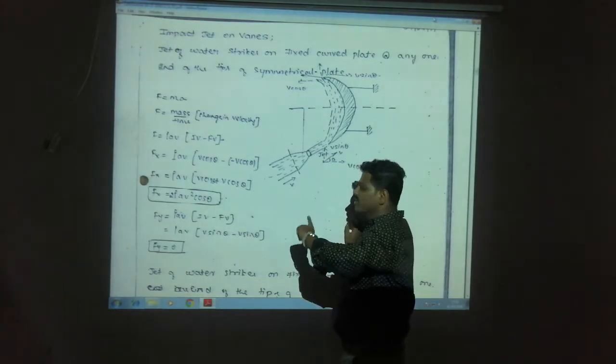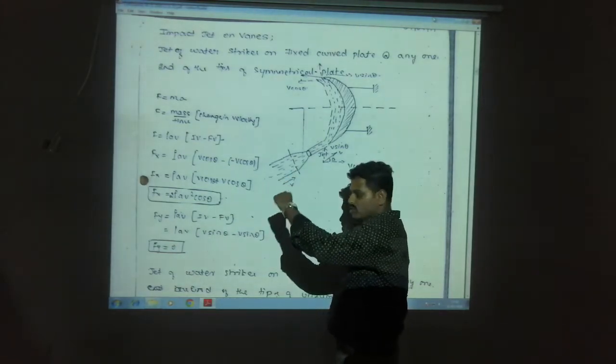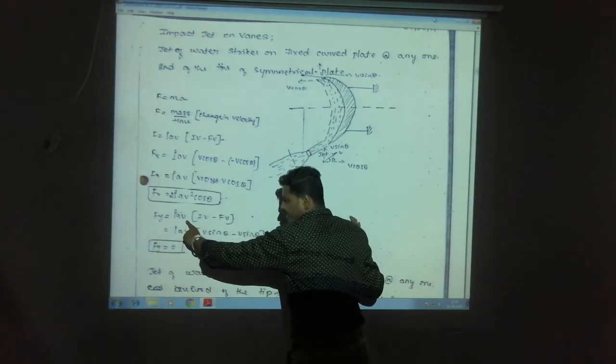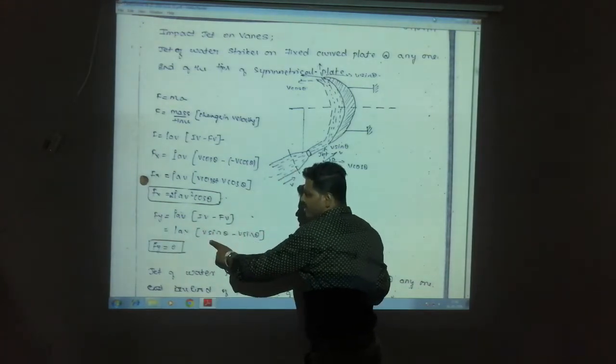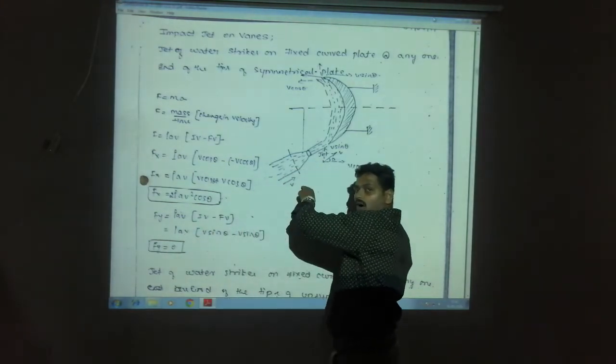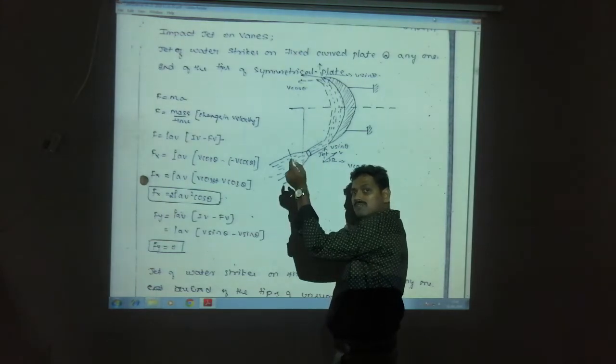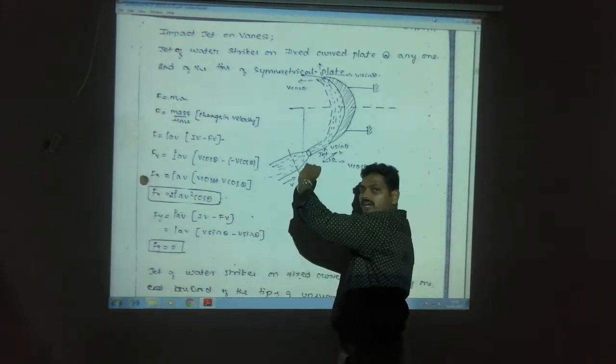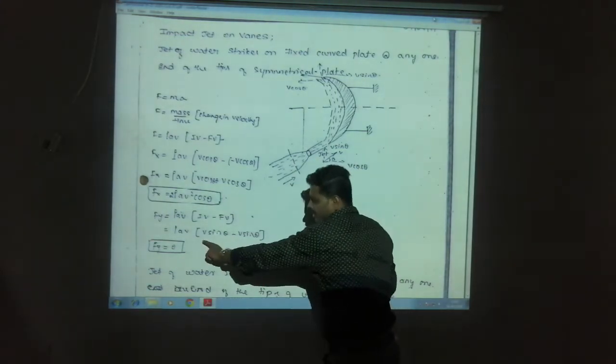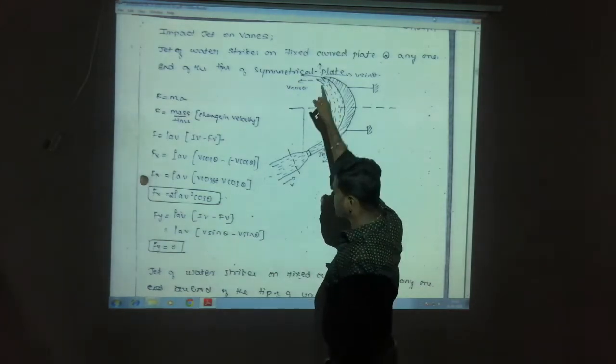Similarly we can find out in terms of y direction, that is in vertical direction. Then Fy will become rho A V into initial minus final velocity. Initial velocity, if you are taking the vertical component, is going up, then it is plus, and here it is going up again, so plus.